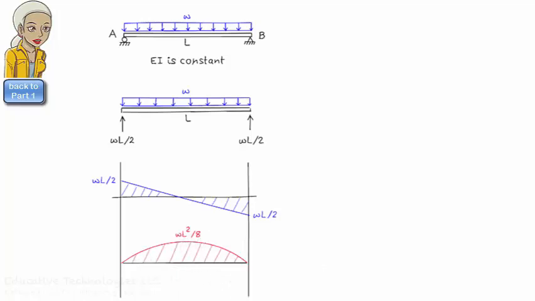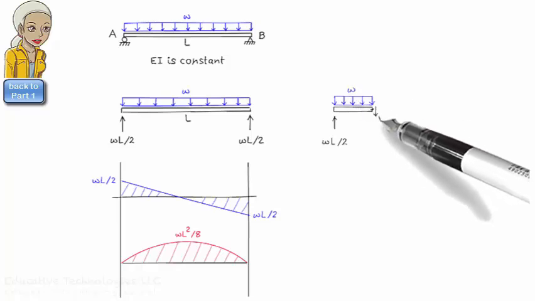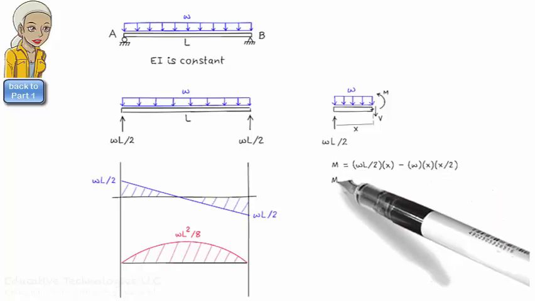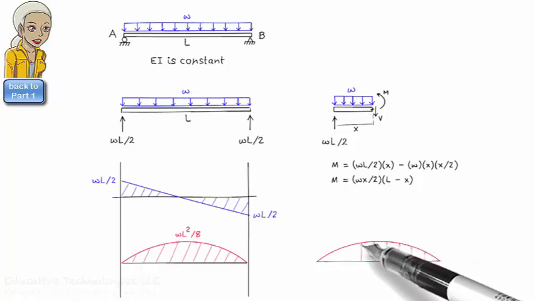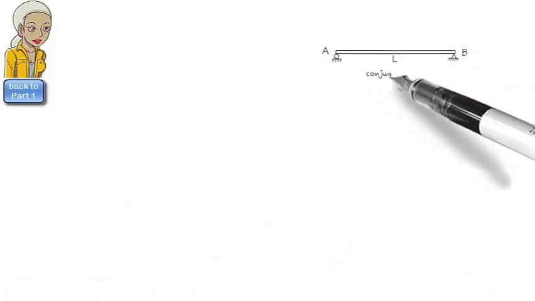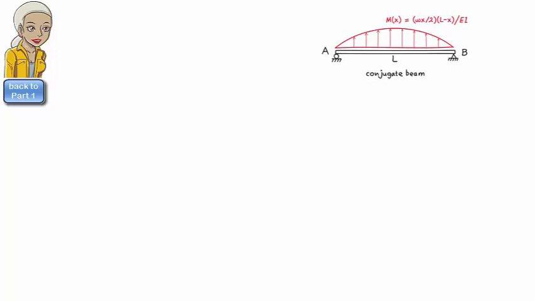But this moment diagram is of little use since I cannot accurately calculate the area under it without having its equation. So let's derive the beam's bending moment equation. Then, the M over EI diagram can be written as, here is the conjugate beam. Here is the beam subject to the M over EI diagram.